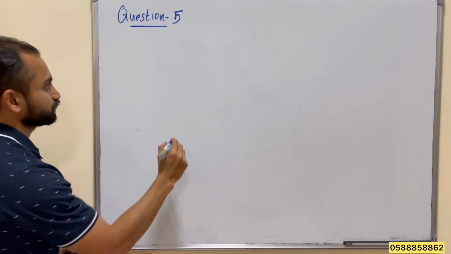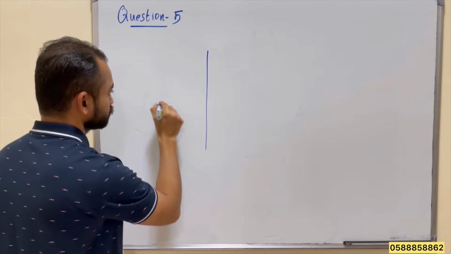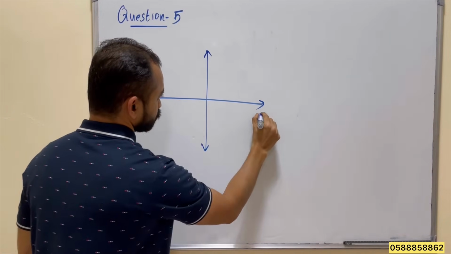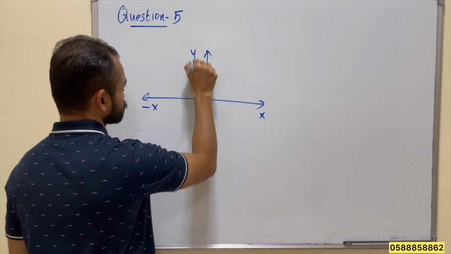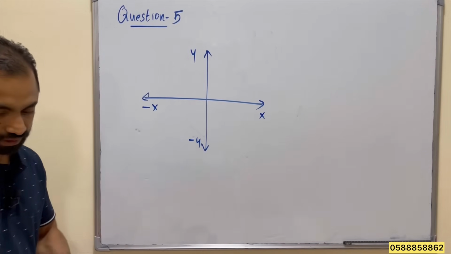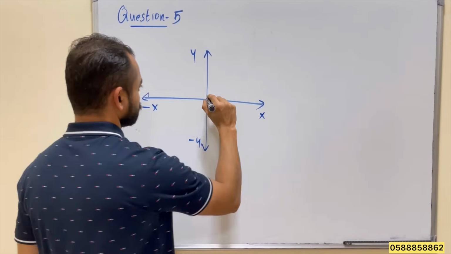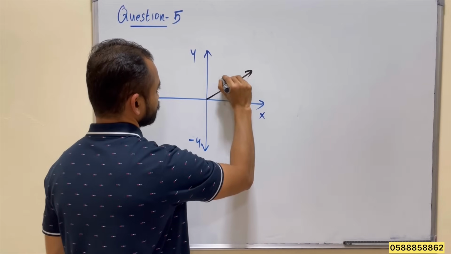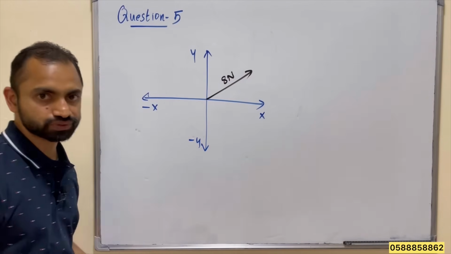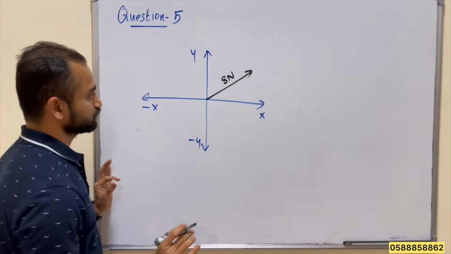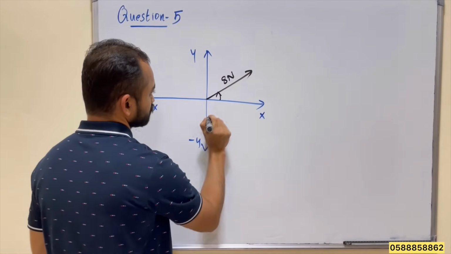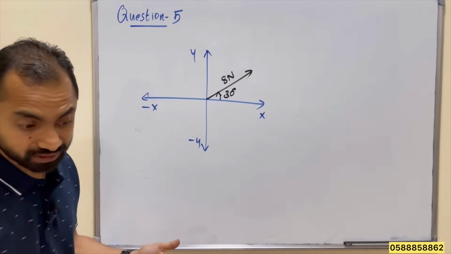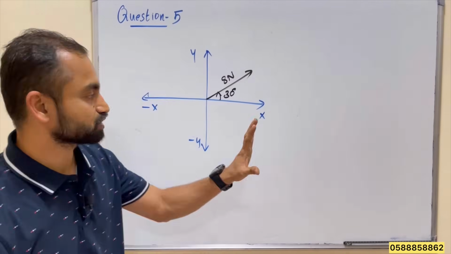Next, here we have a Cartesian coordinate system, for example. So this is our positive x, negative x, positive y, negative y. And we have a vector here. For example, it is an 8 Newton force, or 8 meter per second velocity, anything, and this angle is given. This angle is 30 degrees, for example.